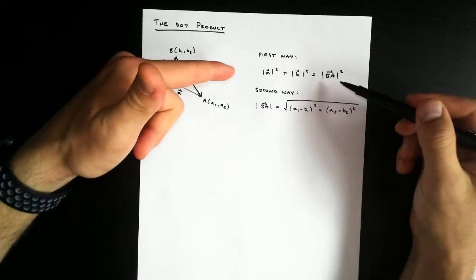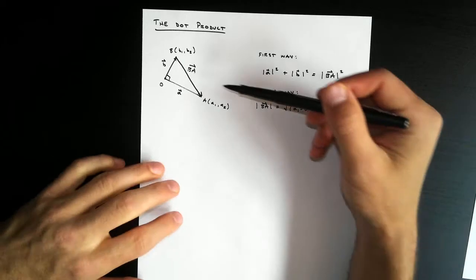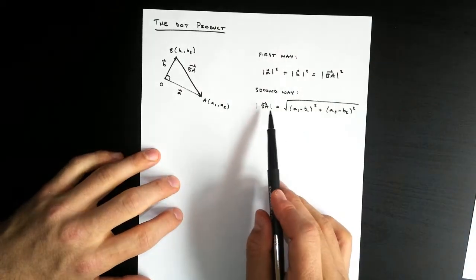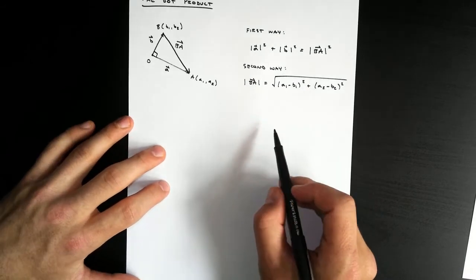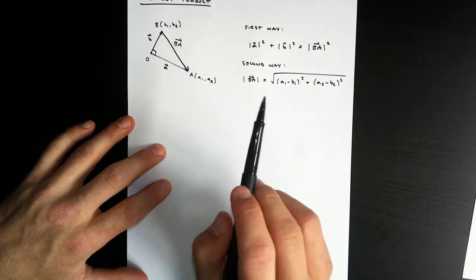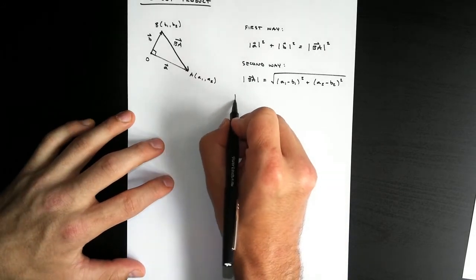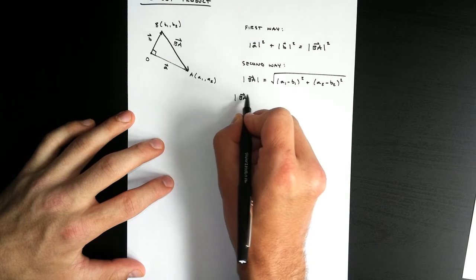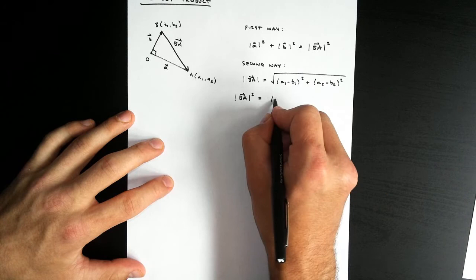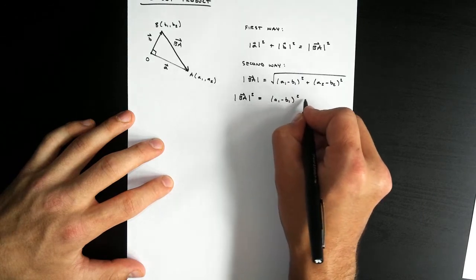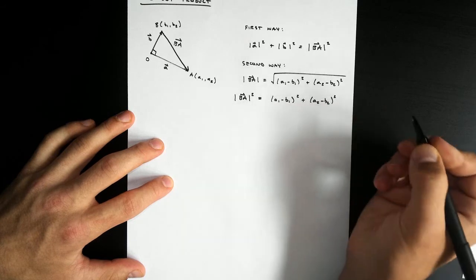Okay, so now we have two different ways. They both represent the length of the vector BA. I'm going to work with this. I'm going to do a little bit of rearranging, a little bit of multiplying, and then we're going to see how this relates to our first way. So first thing, we can square both sides. That takes care of this square root sign. We're just left with what's underneath our radical.